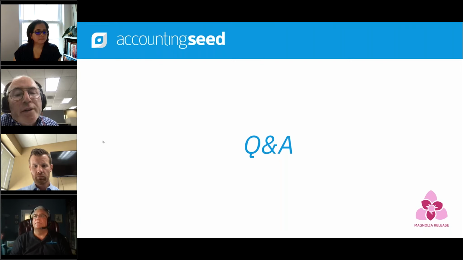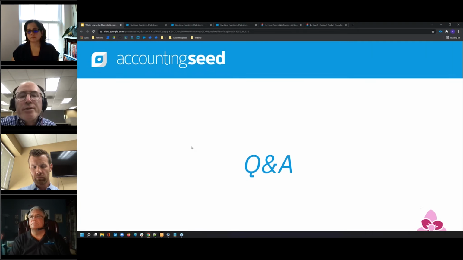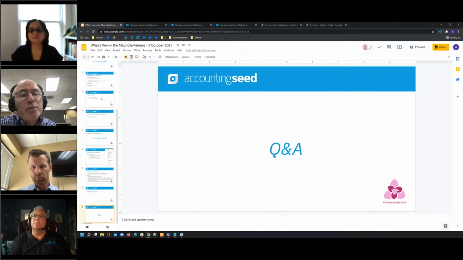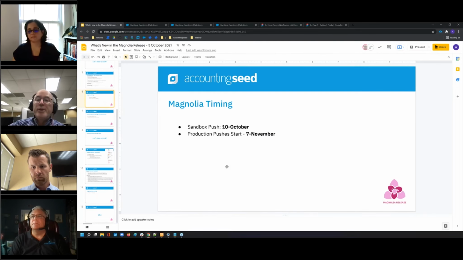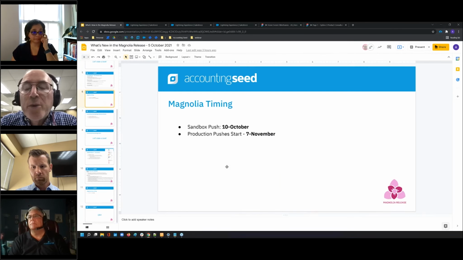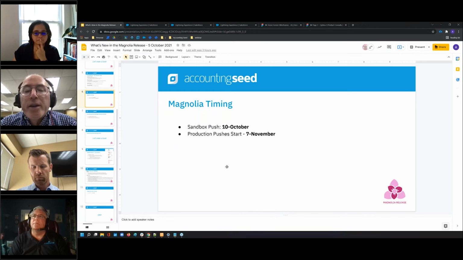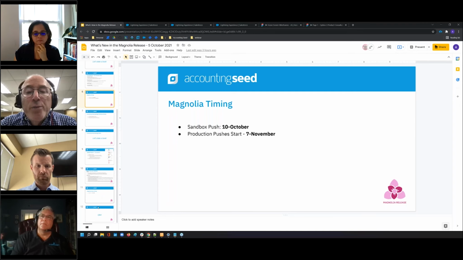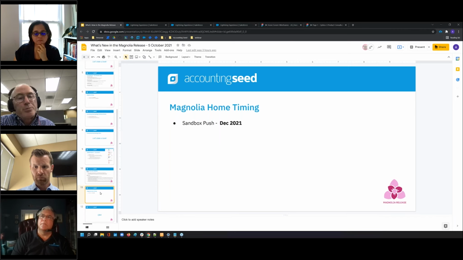We have a question on the dates again. So Magnolia, with the Consolidations release, was pushed out last Sunday. So if you did not get it, please reach out to the product consulting team and they can help you with that. The production push for that is 7 November will be the first one. And then the second one, I don't remember the date exactly, but it's slightly later in November. And then Sandbox for Magnolia Home is going to be December of this year.